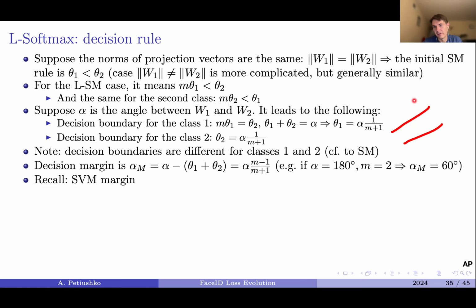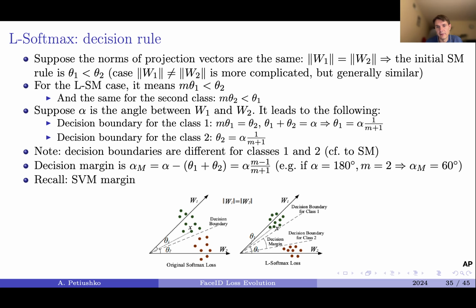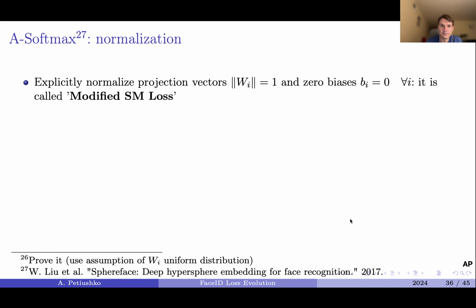So, for example, class 1, class 2, and this is the margin. This is how SVM works. Here is the illustration. Here theta 1, here theta 2, and this is the margin. And some not definitions, just abbreviations mostly.